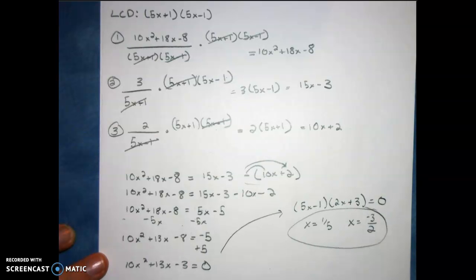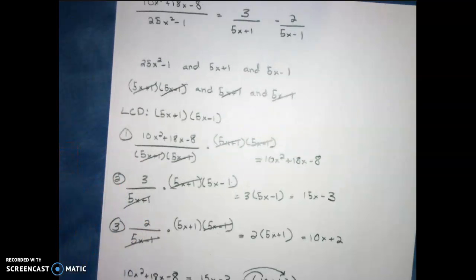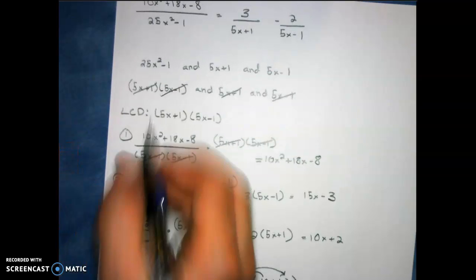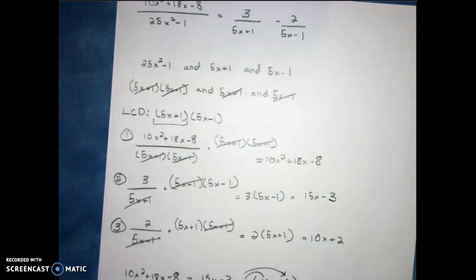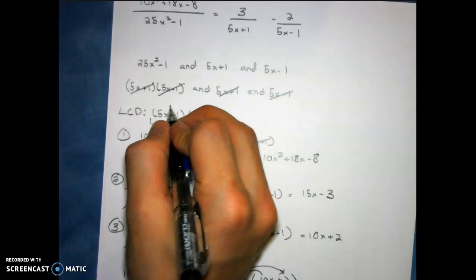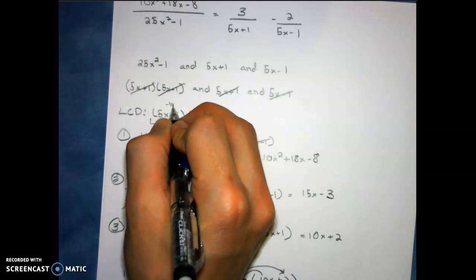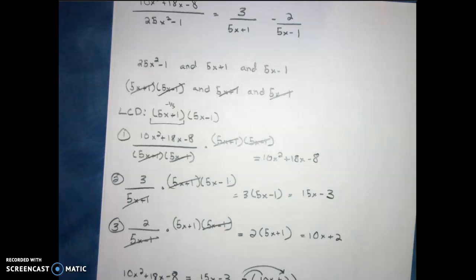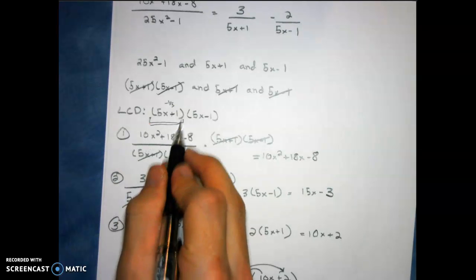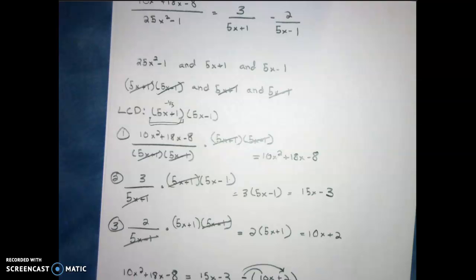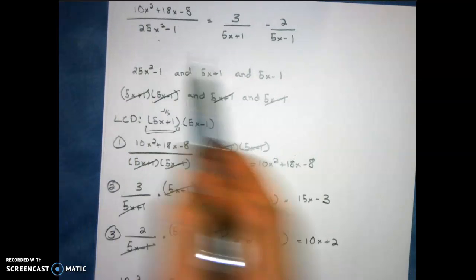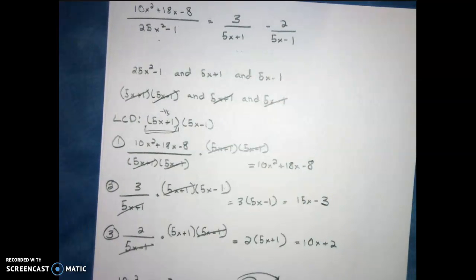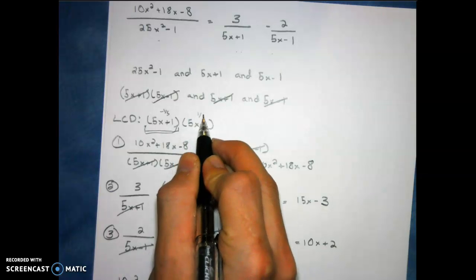There's my answers. Now we need to check for extraneous solutions, so we go back up to my LCD. Let's start with the first one. What value of x can I plug in there to give me 0? Well, this would be negative 1/5. If I plug in negative 1/5 there, this makes this thing right here 0, which makes the whole thing 0. Remember, we can't have 0 in our denominators. Okay, then for the second one, it would be 1/5.